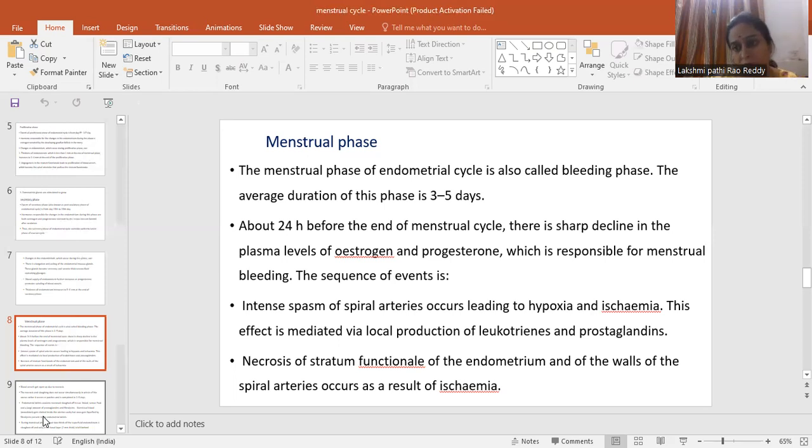So what causes menstrual bleeding? As we have already seen, the arteries, the blood supply, have developed. Now intense spasm of the spiral arteries will start. What does this intense spasm do? It will lead to hypoxia and ischemia. Due to this hypoxia and ischemia, there will be necrosis of the stratum functionale of the endometrium, meaning there is no supply of nutrition.